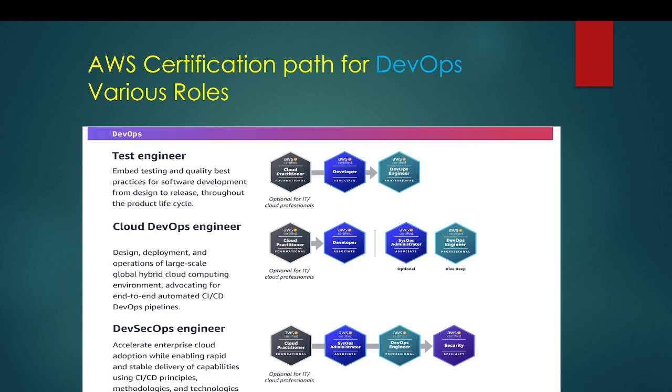Then we have the DevSecOps engineer. Basically, we added security to this DevOps role, so we need to have some added security certifications, and we are going to discuss what certifications we are going to cover as part of this. The AWS recommended certification path starts with foundational, as I told you earlier, Cloud Practitioner. It's up to you if you want to do that or skip it.